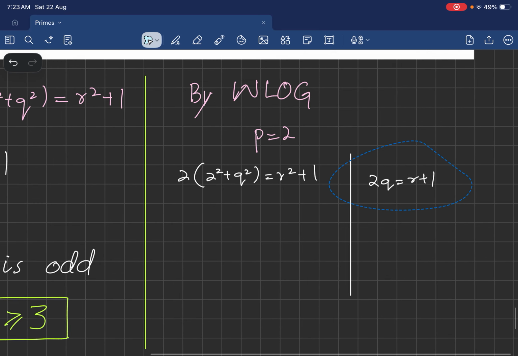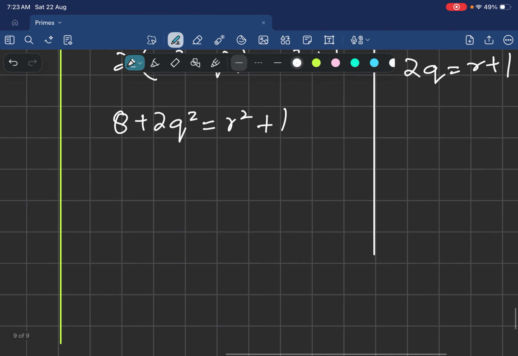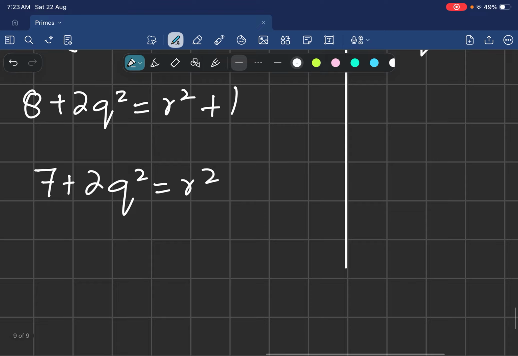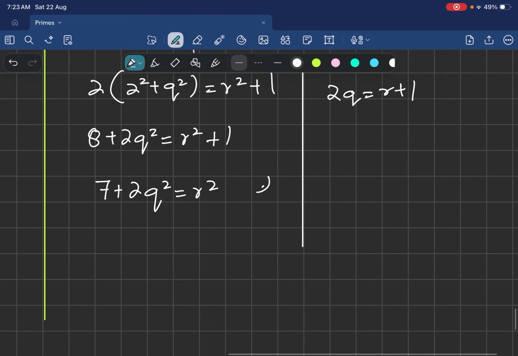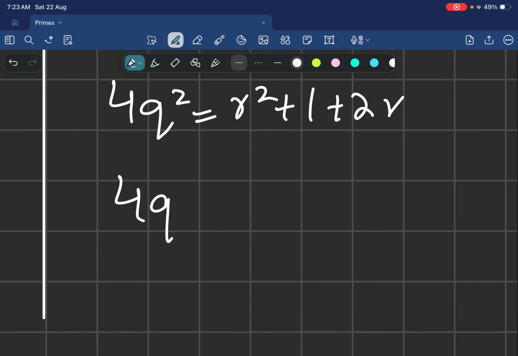Okay, let me bring it over here. So this will be 8 plus 2q square. You can do this by your method as well, this manipulation thing. So I get r square as 7 plus 2q square. I have got the value of r square here. I just need the value of r square on the other side. If I square on both sides, I'll get 4q square equals r square plus 1 plus 2r, right? Bring everything on other sides and you will get 4q square minus 2r minus 1 is equal to r square.